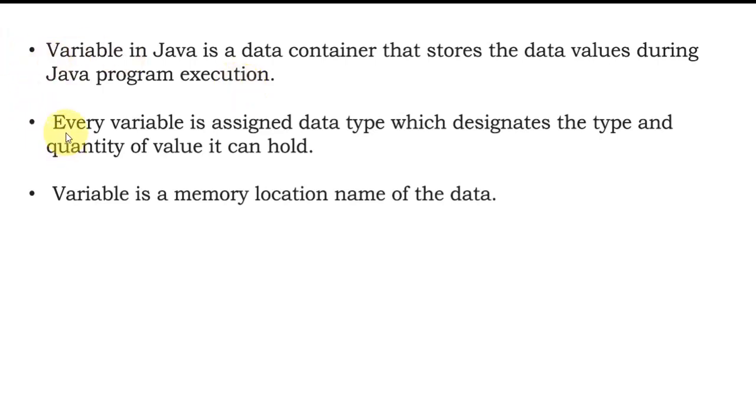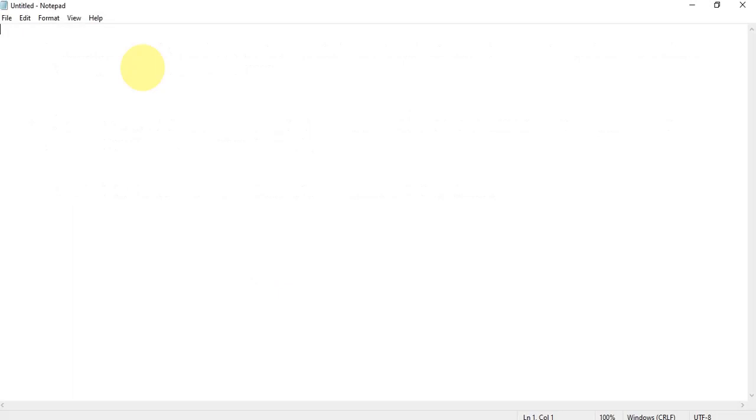Every variable is assigned a data type which designates the type and quantity of value it can hold. A variable is a memory location name of the data. Suppose we have a variable called number, which can hold the value of 10. How can I represent that the number I'm storing is a number, since the computer doesn't get to know? For that, a data type plays an important role.